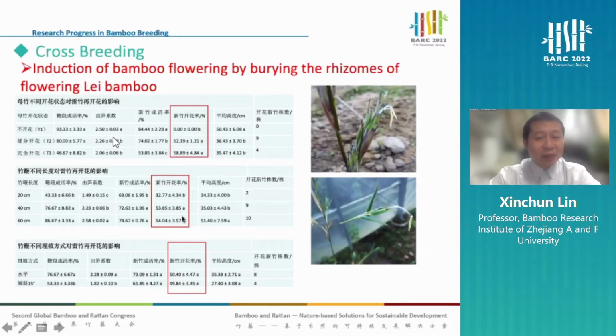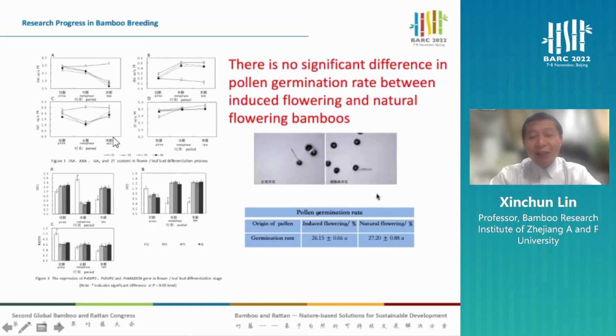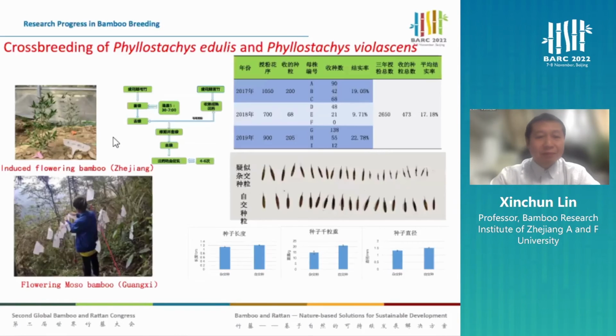And actually, comparing the flowering rate of the bamboo at 20 centimeter and 40 centimeter, the higher the bamboo is, the higher the flowering rate is. Only the flowering bamboo compared with the bamboo for which we bury the rhizome, we found that there is no big difference between the two. That is to say it can be used for the crossbreeding.